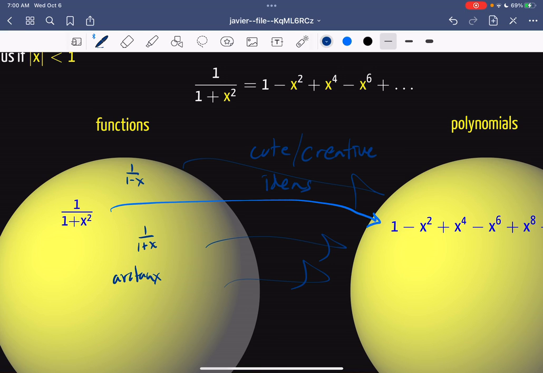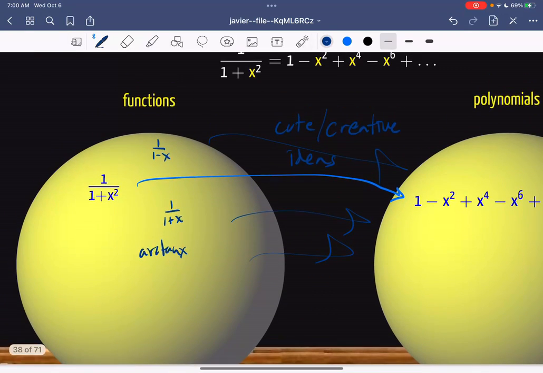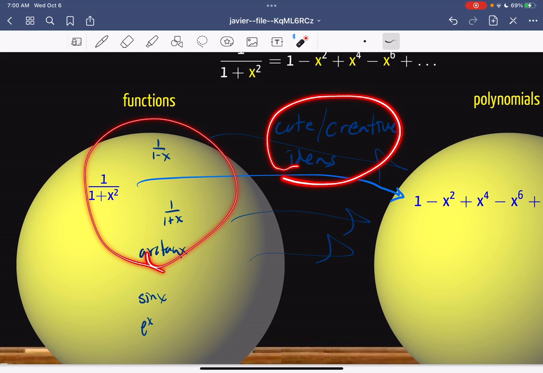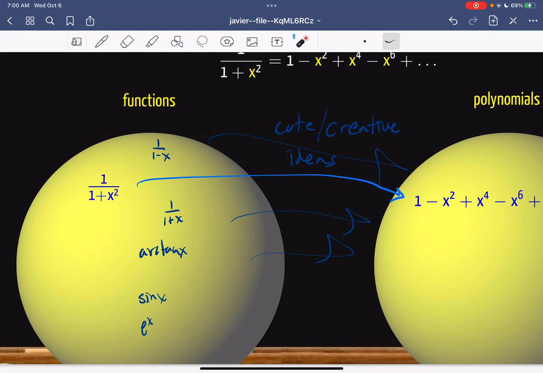I'll call them ideas. But the truth is that there are other functions like sine of x, e to the x. By the way, just for fun, you should take the integral of this one, and you'll get an expansion of the ln function, real easily. That's for you to do as homework. But okay, these we could do using very creative, cute ideas that exploit the geometric series at the heart of it. Now there are other functions like sine of x, e to the x that I don't know how to exploit these cute little ideas to get.